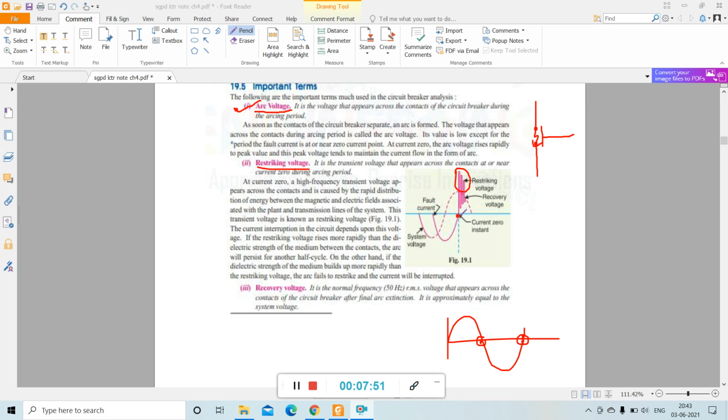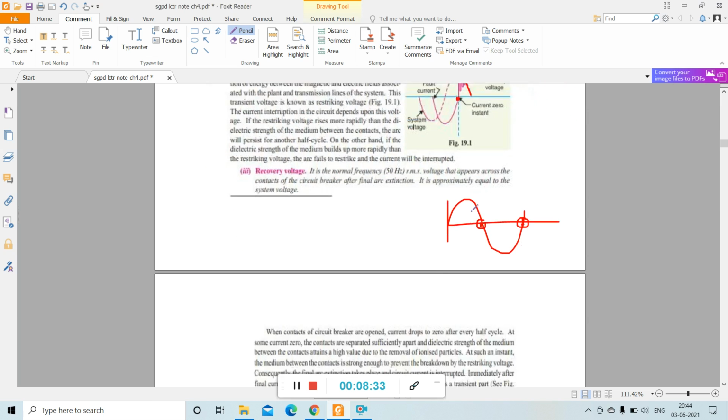Okay, so see here there is an appearance of the transient. At this point, see, the voltage is normally rising, but at this point it is a transient part. This is known as restriking voltage, but at this point this transient part is decreased or stopped. After this restriking voltage, there is this normal frequency part. So this voltage which appears across the contact of the circuit breaker after final arc extinction, this voltage level is known as your recovery voltage.